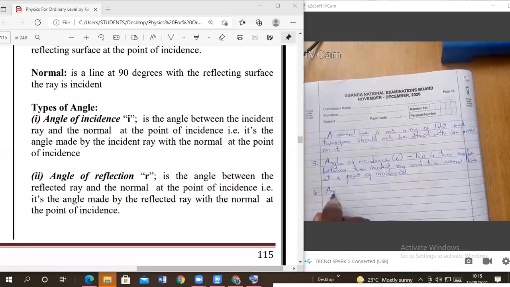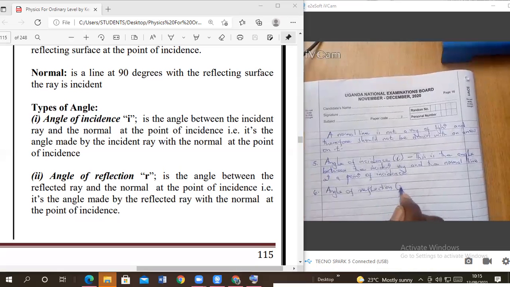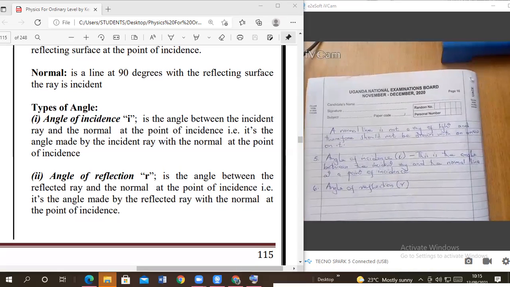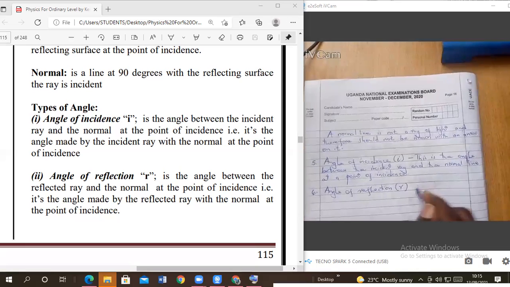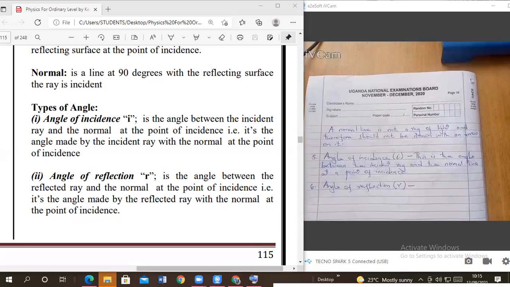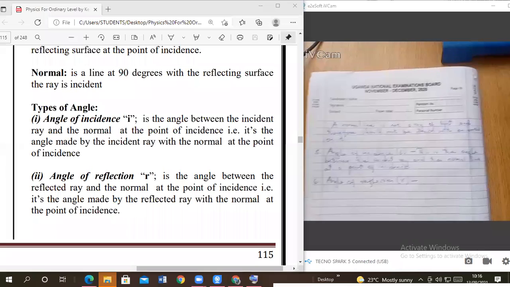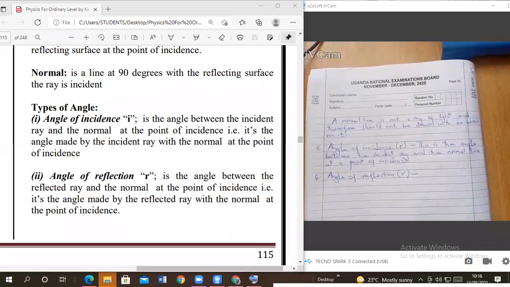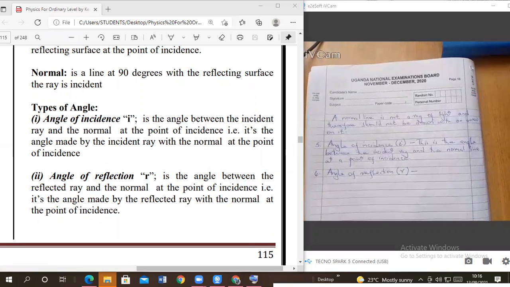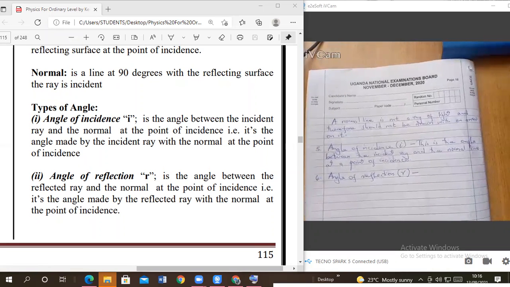Number 6, angle of reflection. From the diagram, we have used letter R. So who can define the angle of reflection now? What is the angle of reflection? Members, who can define that for us?